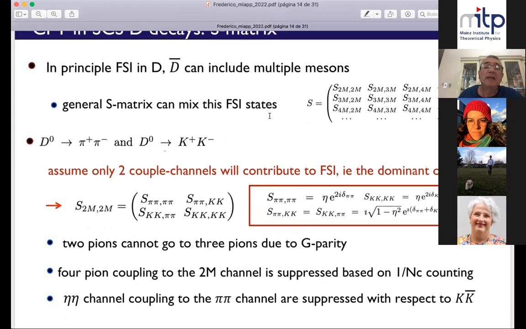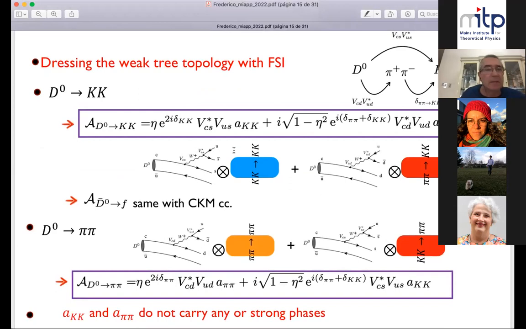Okay, so the S matrix that enters, according to the Watson theorem, in the decay amplitude can couple two meson states, three meson states, and so on. But by G parity, we cannot couple two pions to three pions. Even two pions to four pions are also suppressed by color counting rules, and the eta-eta channel also couples much weaker than KK bar. Okay, so our model is similar to what I have said.